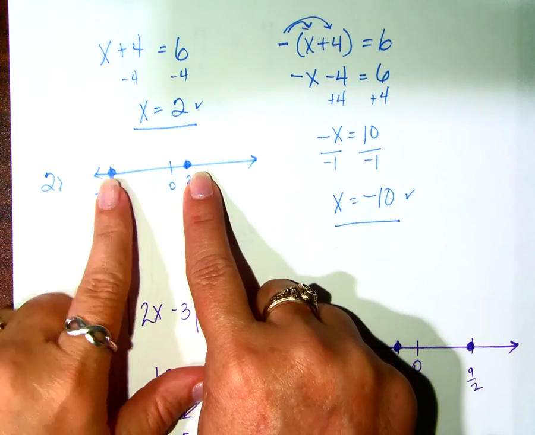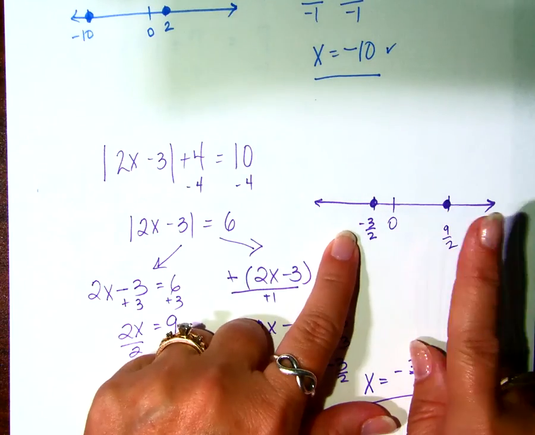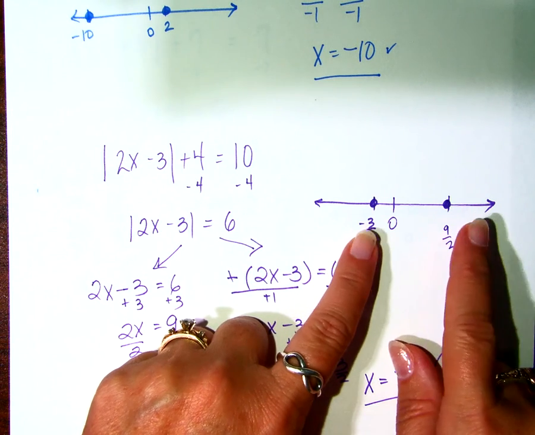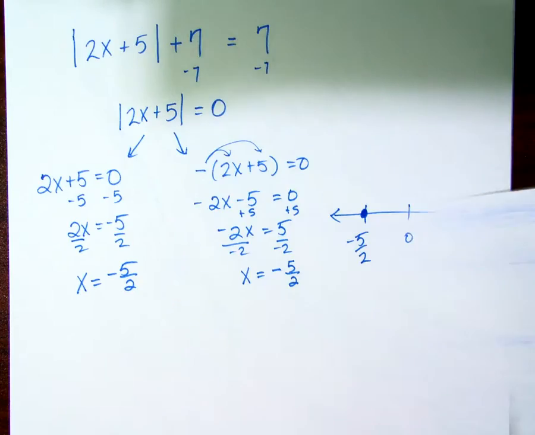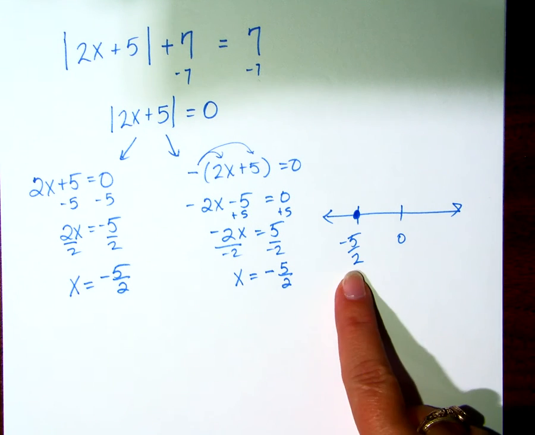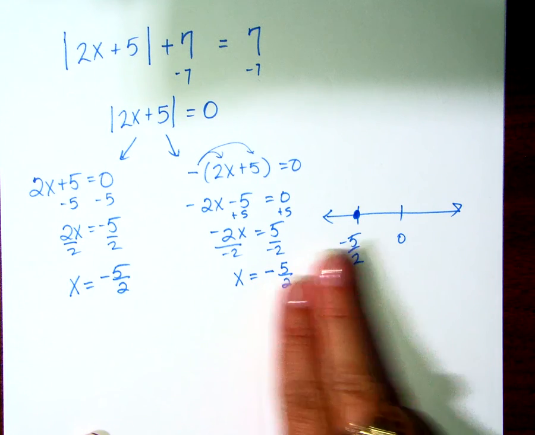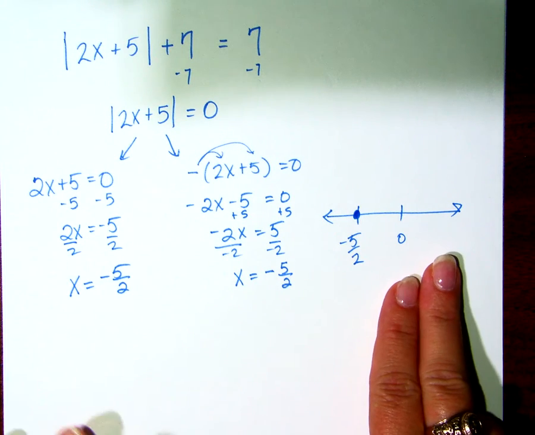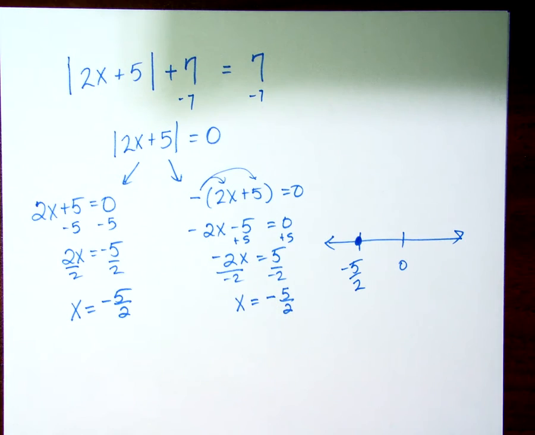I got two answers, right? One's positive, one's negative, right? Do I always have to get two answers, one that's positive, one that's negative? I didn't right here, did I? I only got one answer. Could I get two answers and they're both negative? Could I get two answers that are both positive? Yeah, it just depends on what solves this equation, doesn't it? Okay, so I just need you to be aware of that.